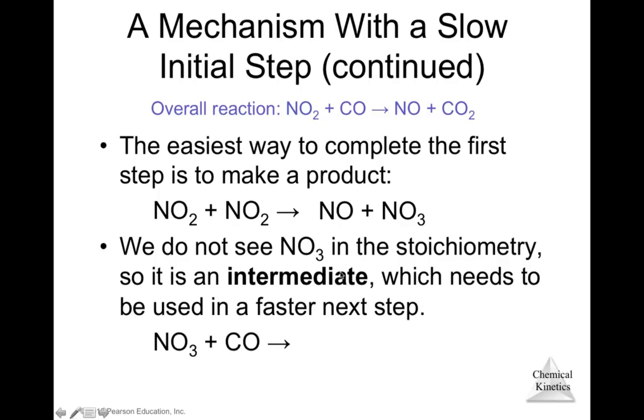So we're going to use that in the next step, and we are going to combine the NO3 with the CO, the other reactant that we have in the overall reaction. And maybe now by combining these two compounds, we can produce the CO2. So how do you think we can produce the CO2? NO3 will give one of its oxygens to CO, and we will have CO2 plus NO2. And that will be the products of our second step. So now we have explained how the CO2 is produced and also how the NO is produced.